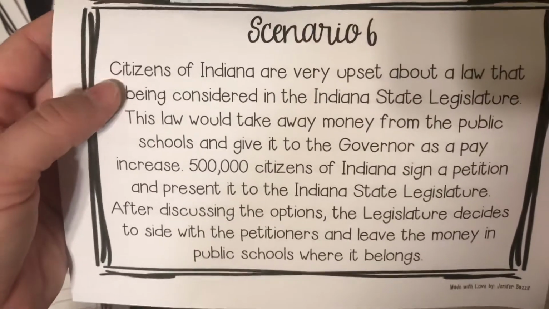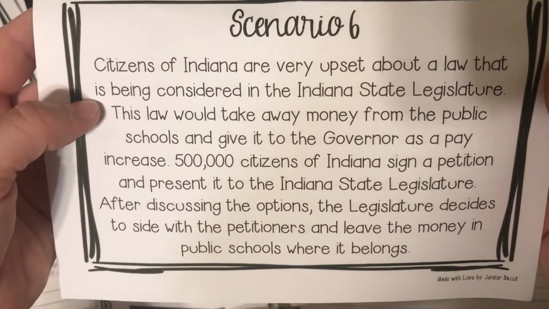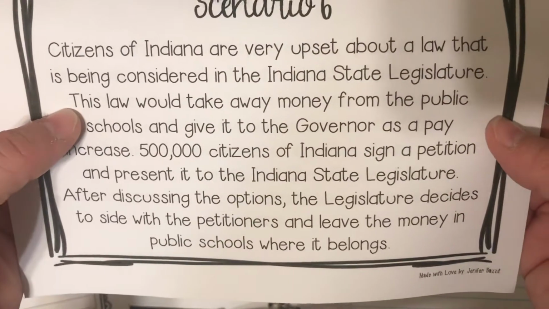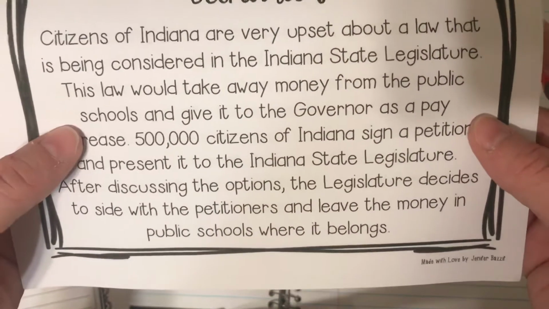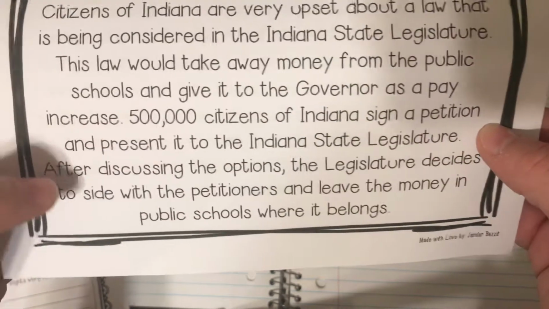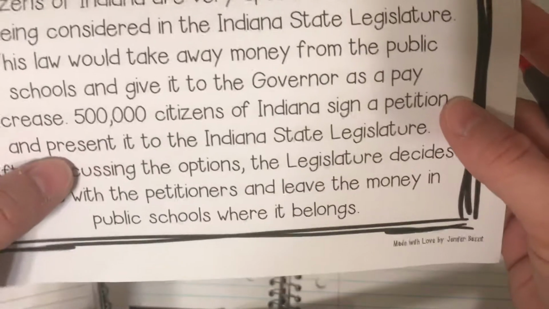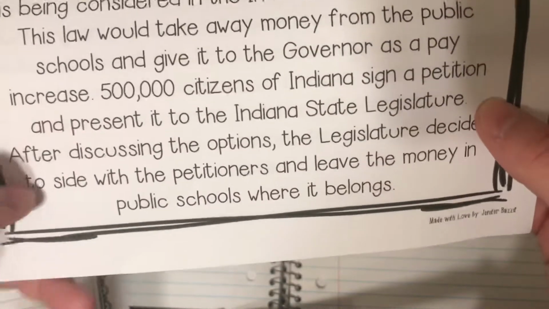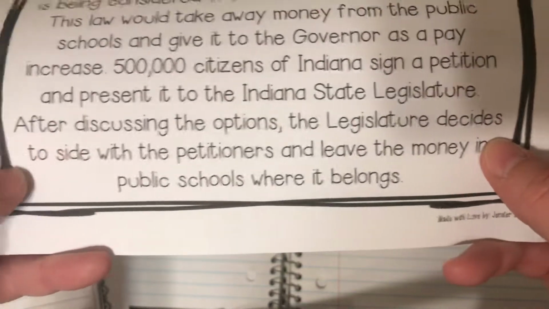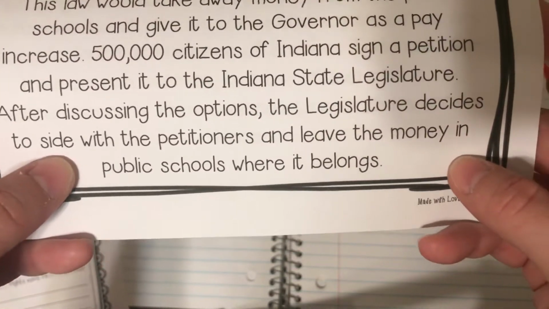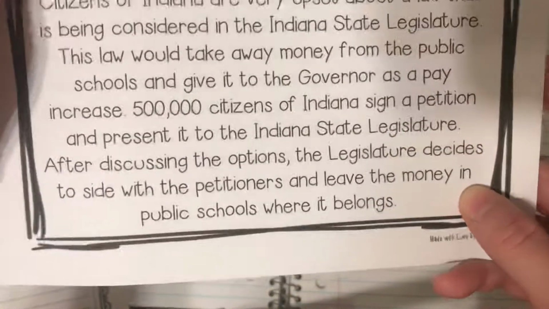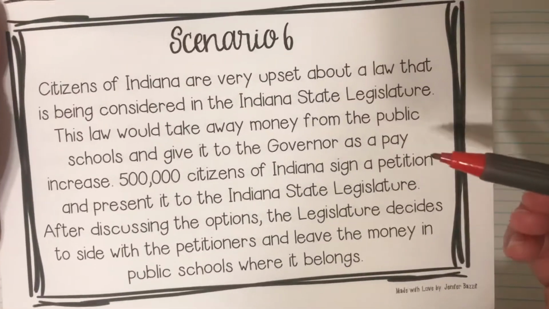Citizens of Indiana are very upset about a law that is being considered in the Indiana state legislature. This law would take away money from the public schools and give it to the governor as a pay increase. 500,000 citizens of Indiana sign a petition and present it to the Indiana state legislature. After discussing the options, the legislature decides to side with the petitioners and leave the money in the public schools where it belongs.